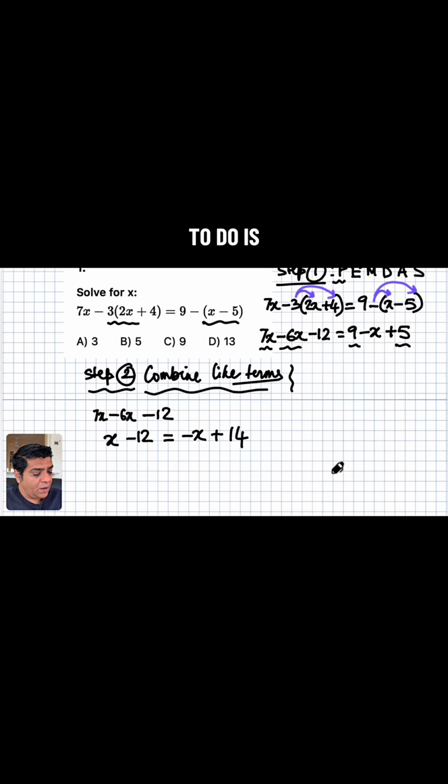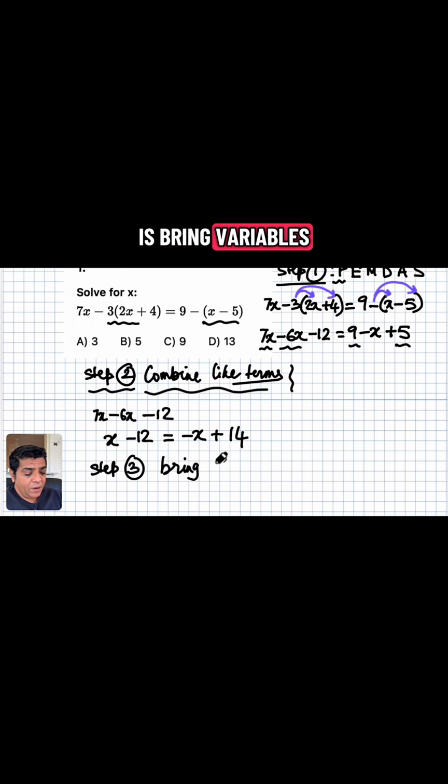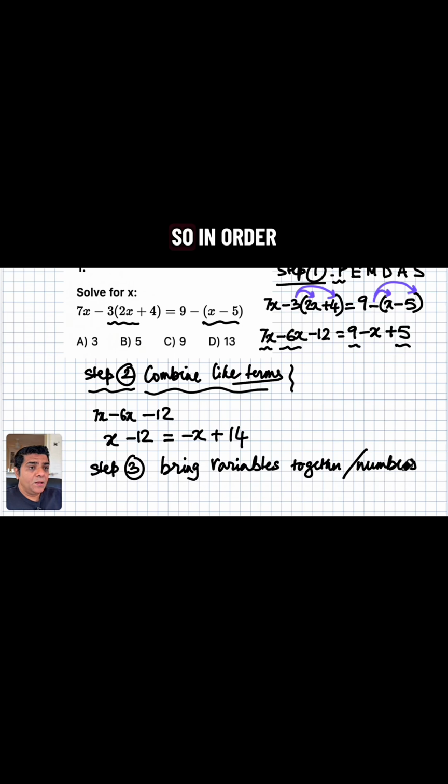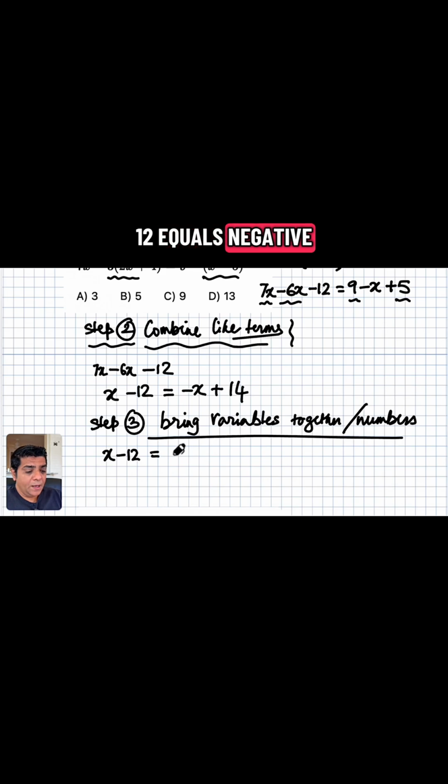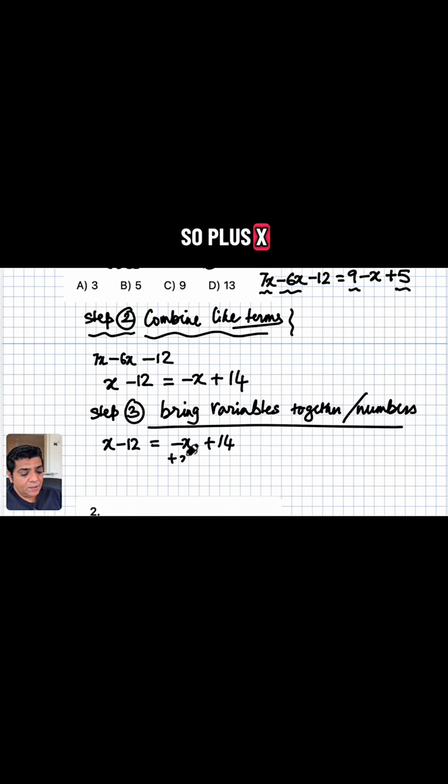Now the final step we're going to do is bring the variables together. So step 3 is bring variables together so we can solve for x, and numbers together with numbers. In order to do that, I'm going to add. So here I have x minus 12 equals -x plus 14. So I'm going to add x on both sides. So plus x, plus x.